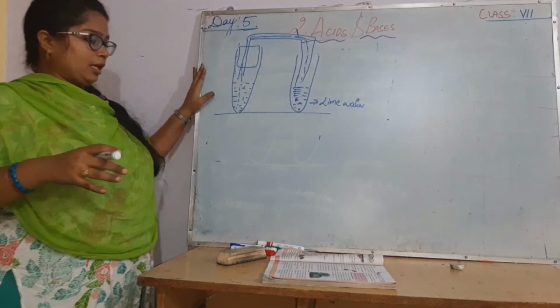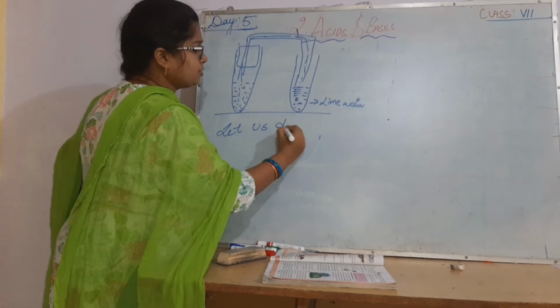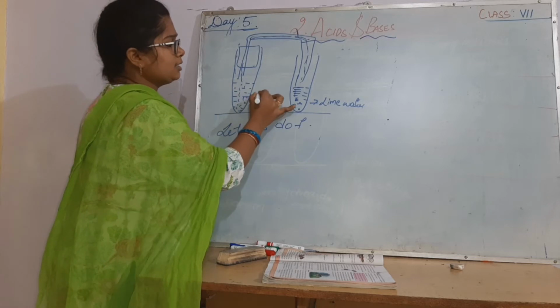So this is your Let Us Do 7. In Let Us Do 7, they ask you to take lemon juice. What is this? Lemon juice.